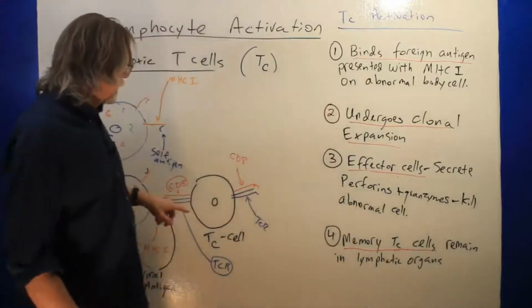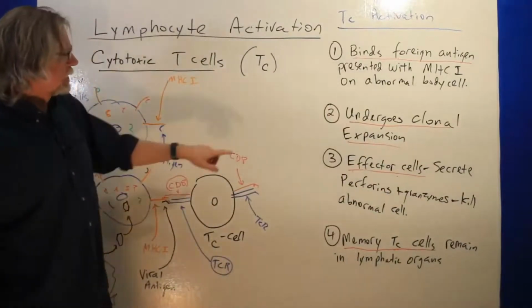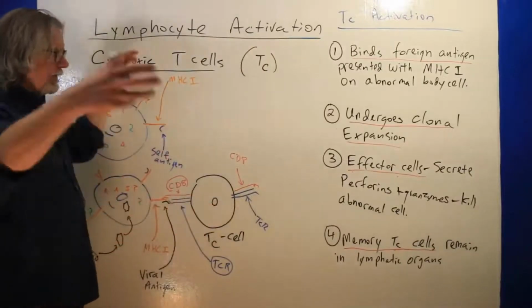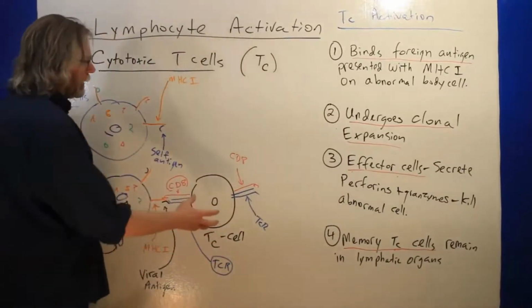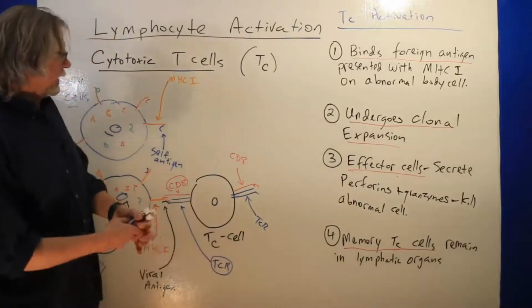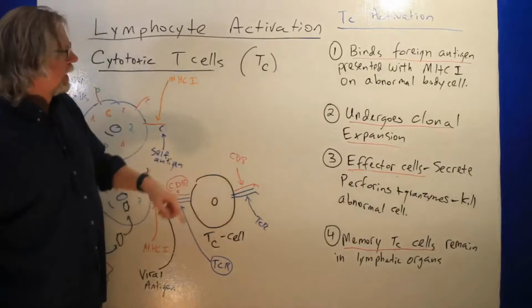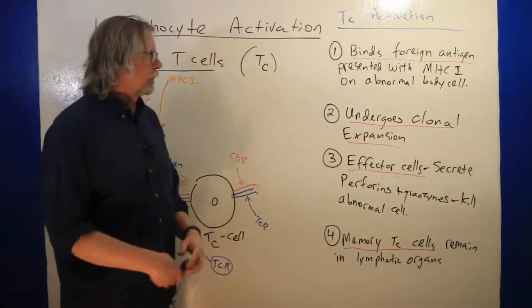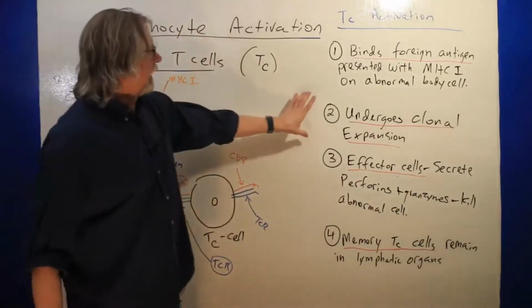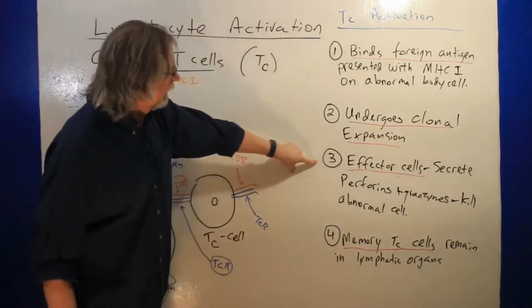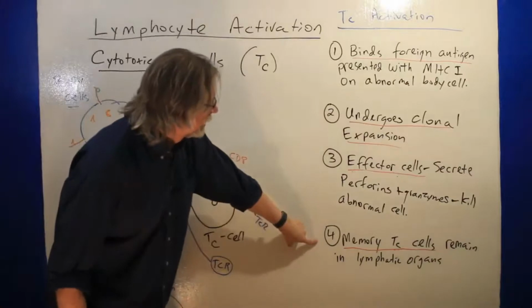If it's a match, they both bind, then this T-cell is going to undergo clonal expansion. It's going to divide very rapidly. It's going to form thousands of similar cells that carry the same combination, this specific T-cell receptor and the CD8 co-receptor. From this expanded pool of cells, you'll get mostly effector cells and some memory cells.